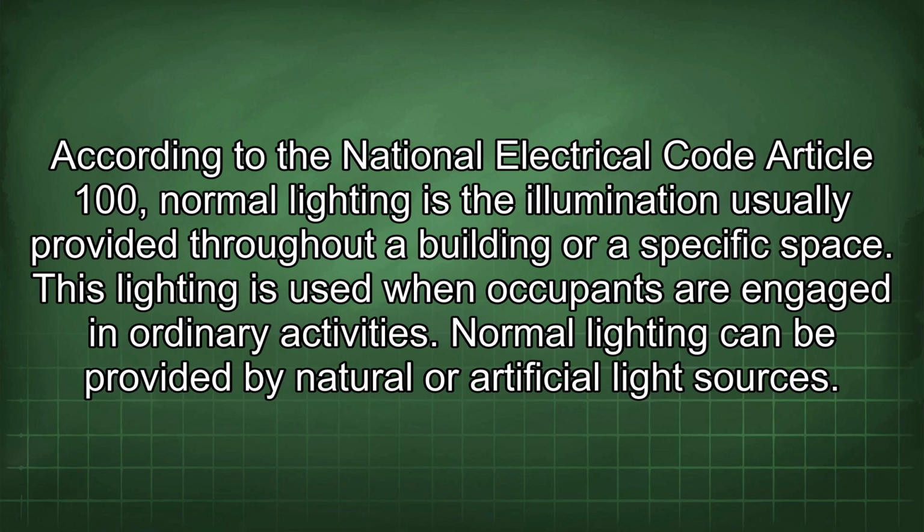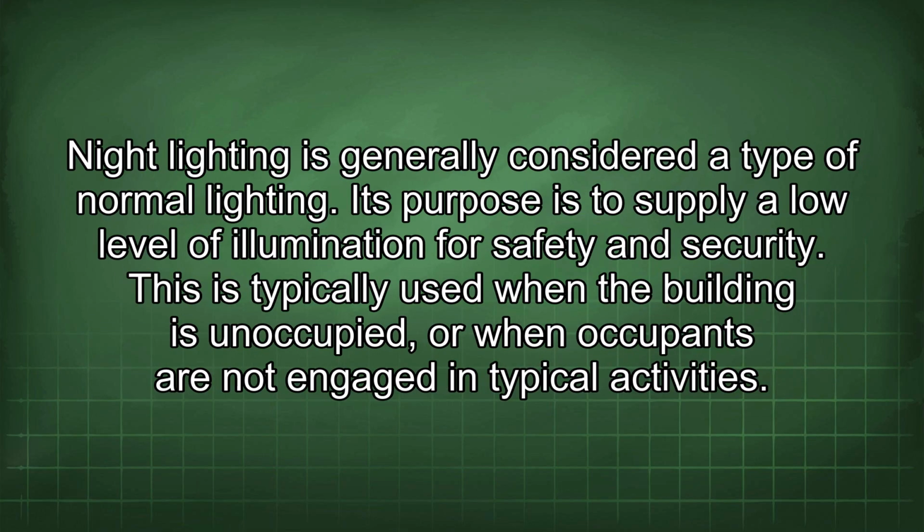According to the National Electrical Code Article 100, normal lighting is the illumination usually provided throughout a building or specific space. This lighting is used when occupants are engaged in ordinary activities. Normal lighting can be provided by natural or artificial light sources. Night lighting is generally considered a type of normal lighting.